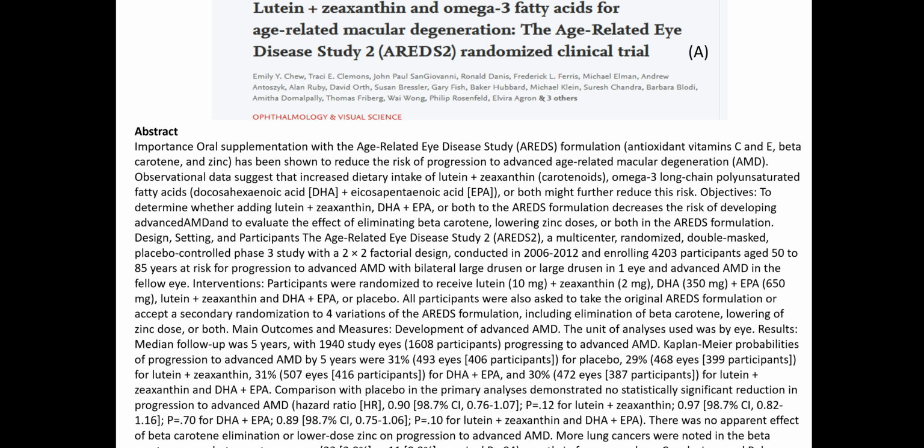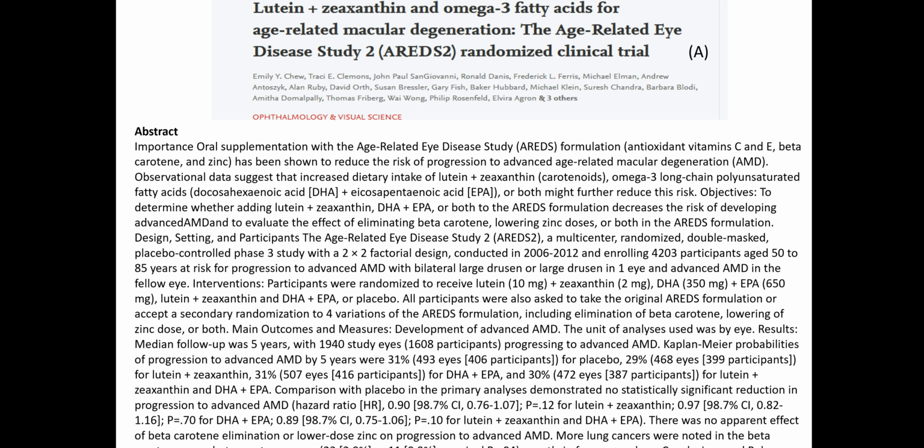The addition of lutein, zeaxanthin, DHA, and EPA, or both, to the AREDS formulation, the original vitamin formulation, in the primary analysis did not further reduce risk of progression to advanced AMD. However, because of potential increased incidence of lung cancer in former smokers, they eliminated one of the vitamins.